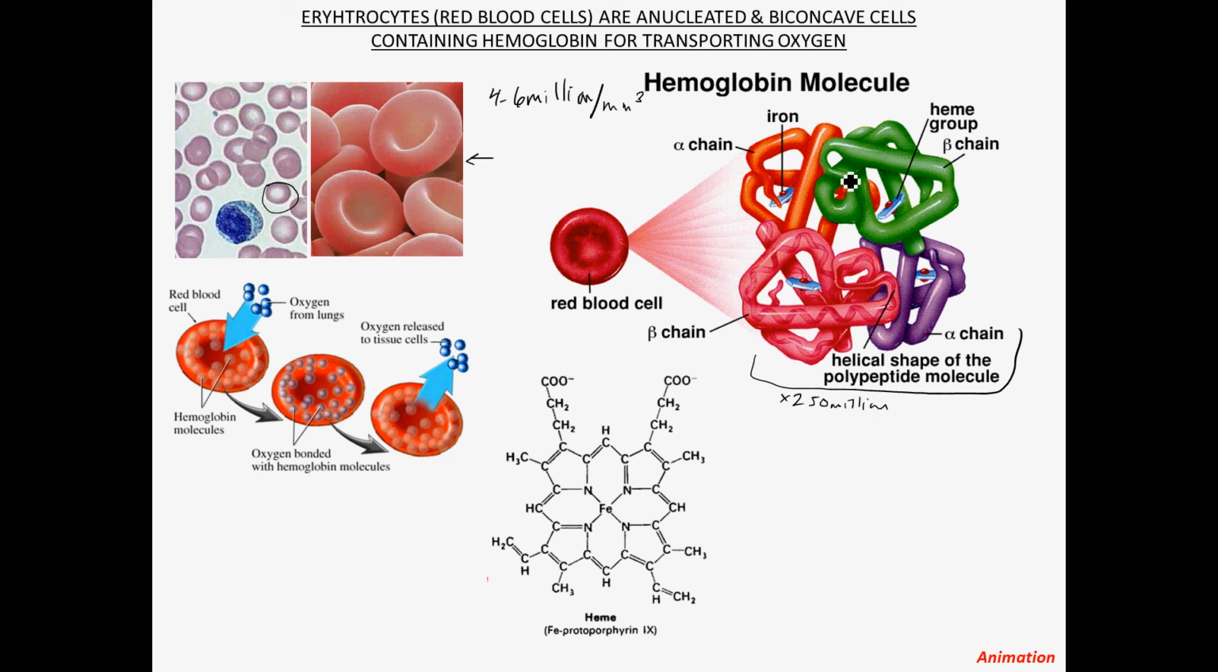Now, the hemoglobin molecule has 4 subunits, and you see them here as globular proteins: the orange, the green, the purple, and the red. There are 2 alpha chains, the orange and the purple, and 2 beta chains, the green and the red. So you have these globular protein components of the hemoglobin, but you also have these heme groups, which I want to detail down here.